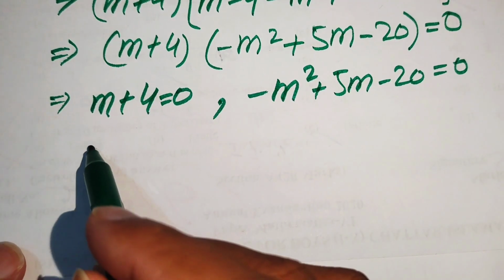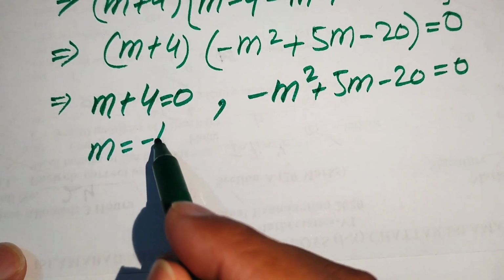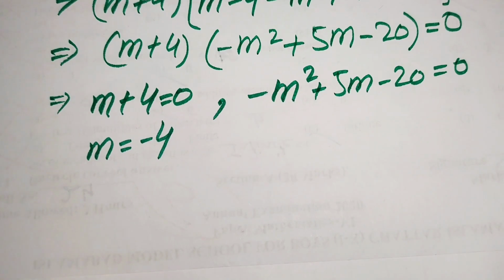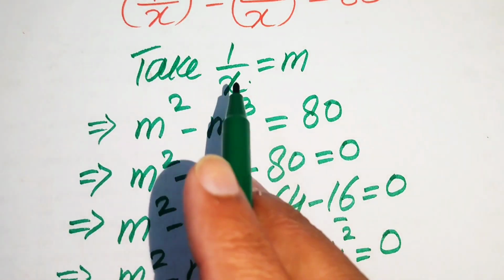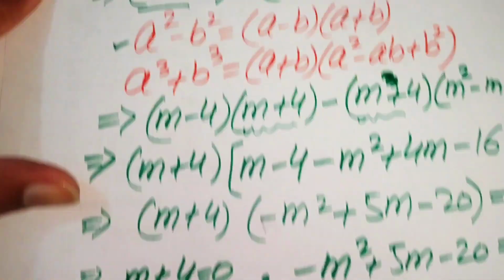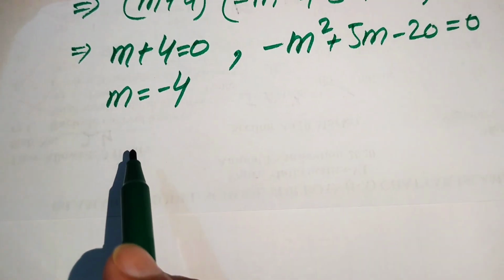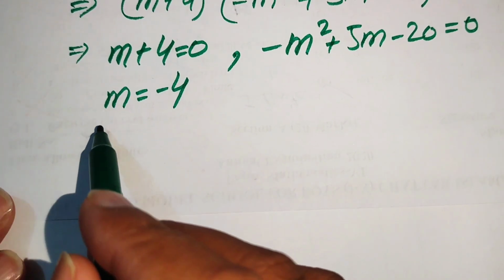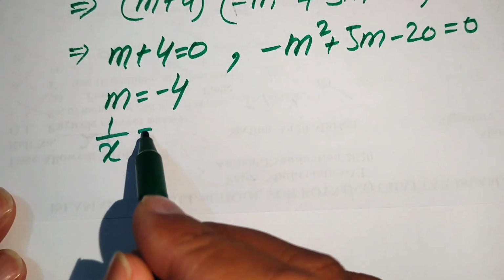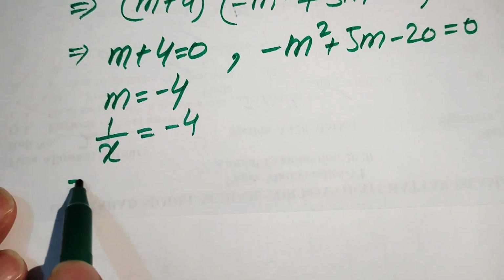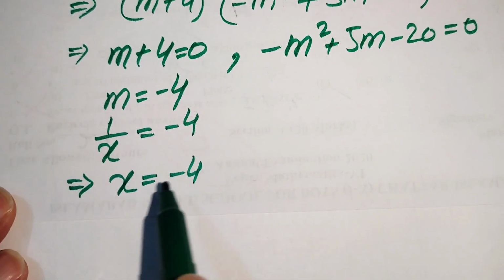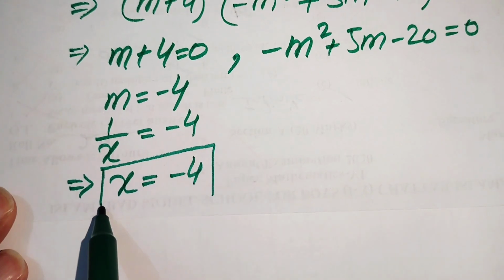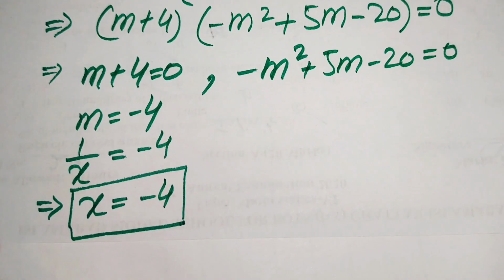So in the first case, you easily get the value of m equals minus 4. And now we back substitute the value of m. At the start of the problem, we took 1 over x equals m. So we substitute m equals 1 over x, and it is written as 1 over x equals minus 4. Now we take the reciprocal on both sides and you get x equals minus 4. So this is the first real solution of the given equation.